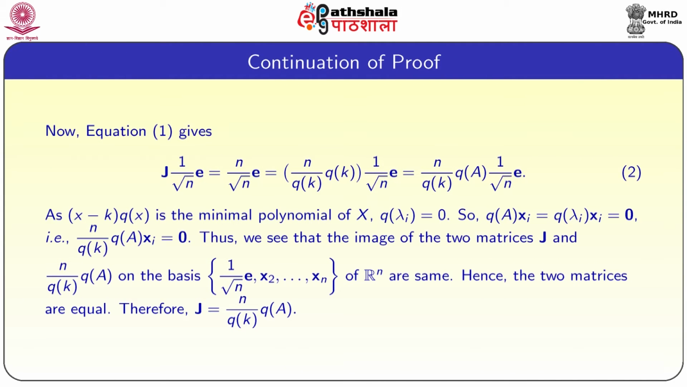Thus, we see that the images of the two matrices J and n by q of k times q of A on the basis are the same, hence the two matrices are equal. Therefore, J is equal to n by q of k times q of A.